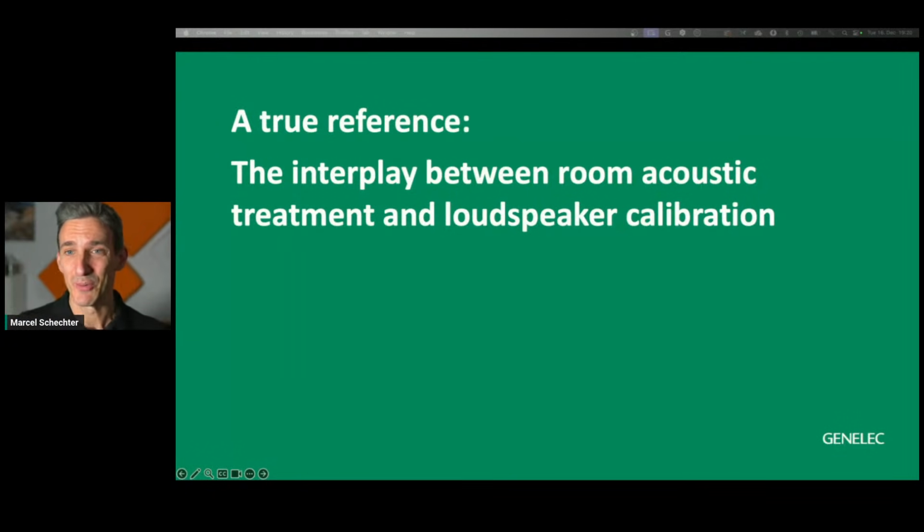So the true reference from my point of view is the interplay between room acoustic treatment and loudspeaker calibration. And you see, I put room acoustic treatment first because sometimes people think that we are promoting going for GLM and just forgetting about the room and the room acoustics. This is, of course, absolutely not true. But GLM and SAM technology makes it way easier to understand what's happening and to evaluate what's going on. So this is why I think this is a really brilliant tool.